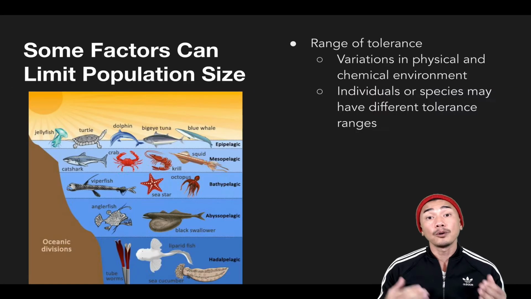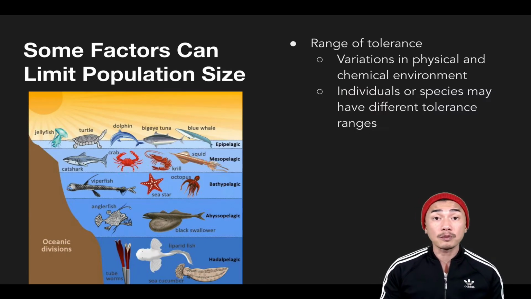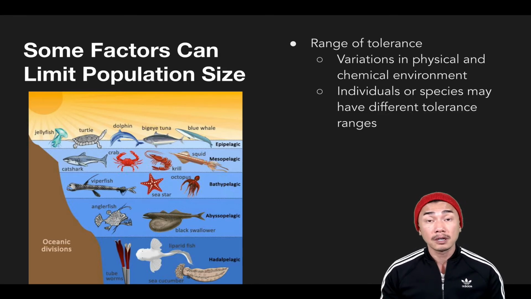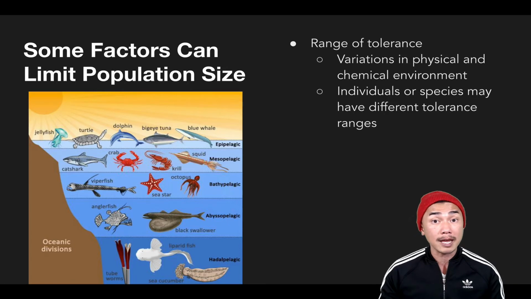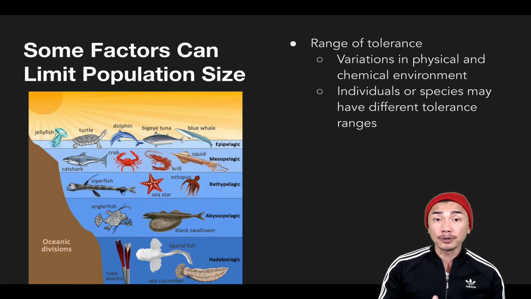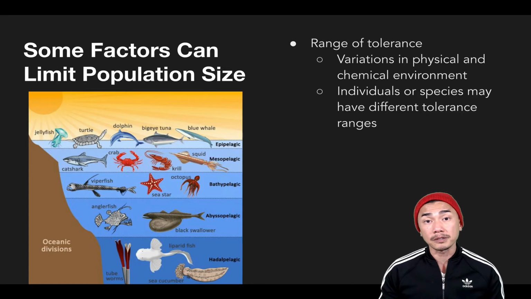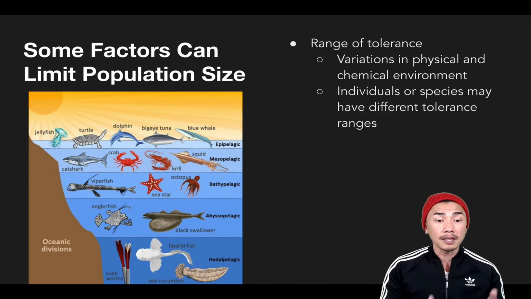Where you find a population, or its potential to grow, are determined by its range of tolerance. The range of tolerance are the physical and chemical conditions that a population can tolerate or handle. Individuals in that population or different species might have different ranges of tolerance, and you'll find them in different places in the environment. In the diagram, it shows different marine organisms and where they prefer or tend to live based on their range of tolerance.